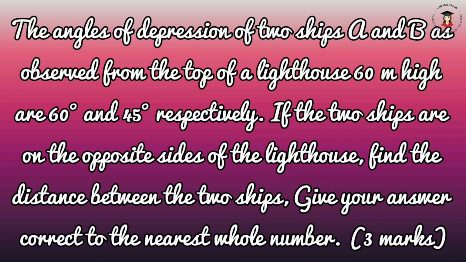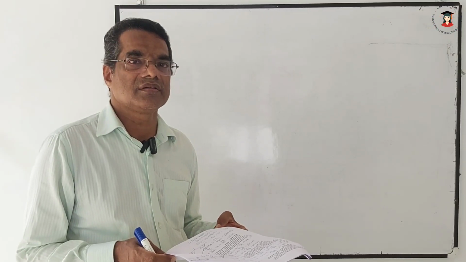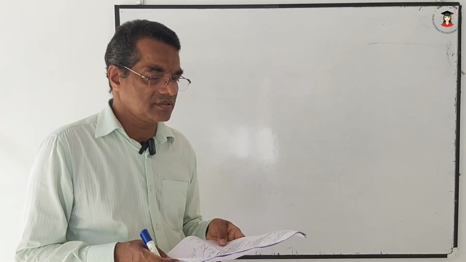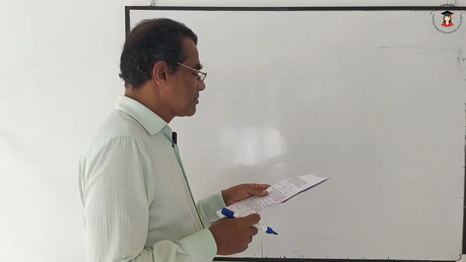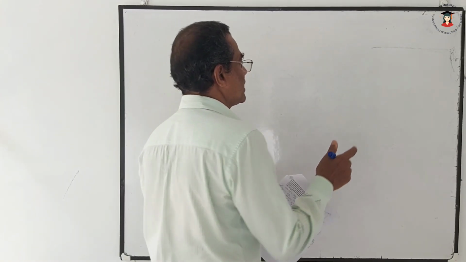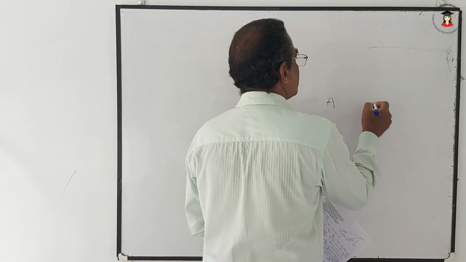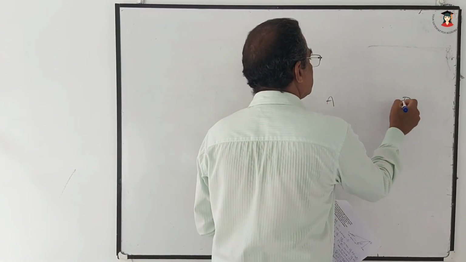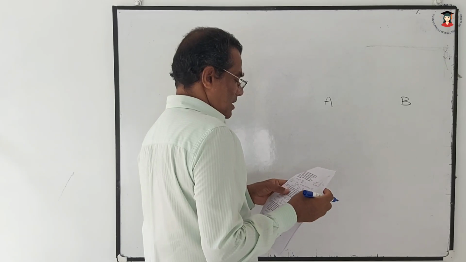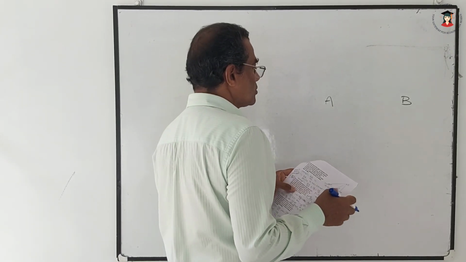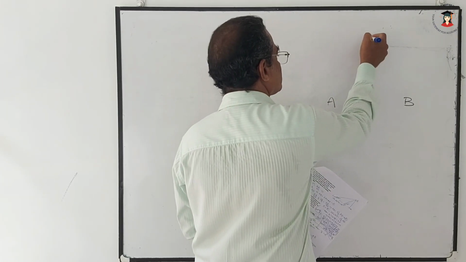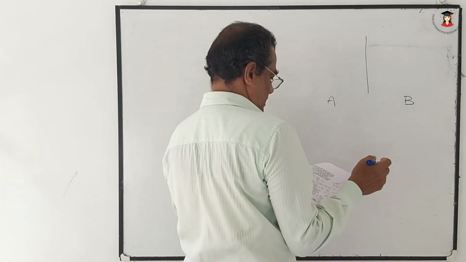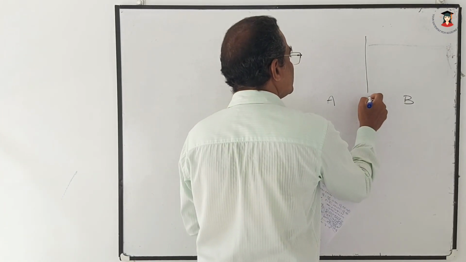This is a 3 marks question, and this question is similar to the first question that we have already worked out. It is a simple question. So there are two ships, A and B, and these ships are on the opposite side of a lighthouse. Let this lighthouse be CD.